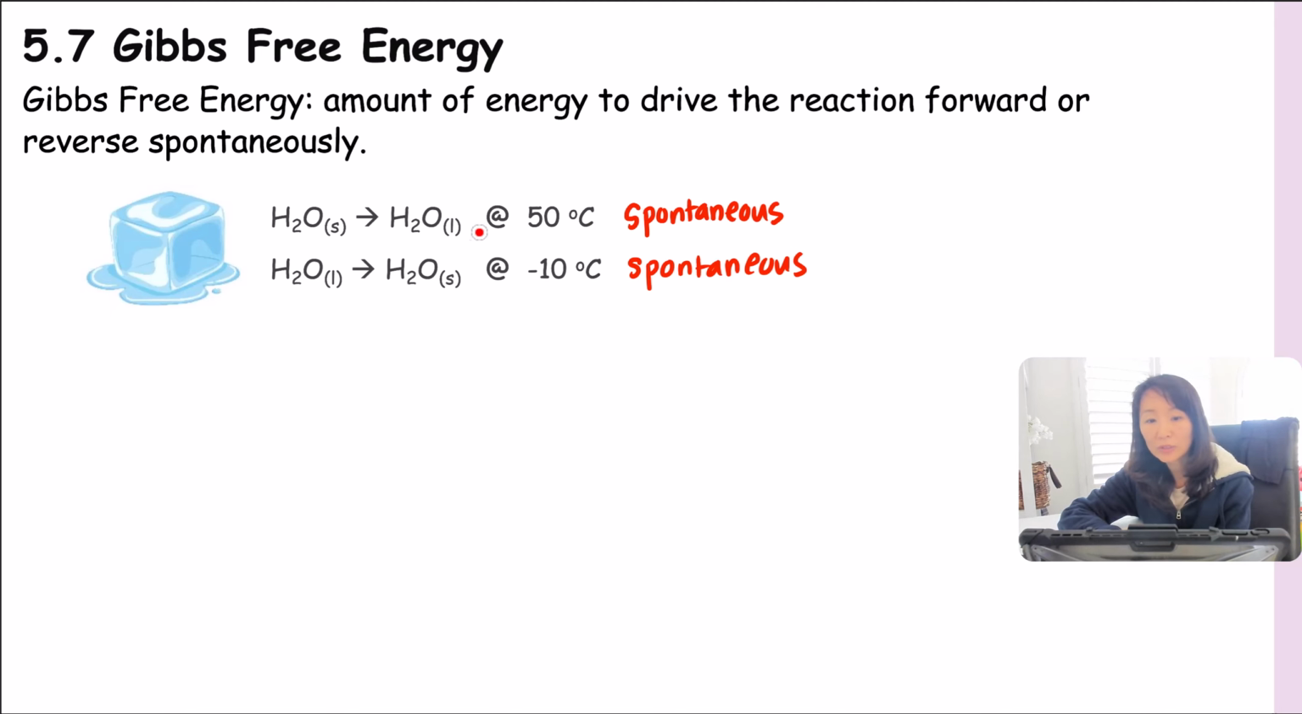Now, if we were to go the other way around, in a reverse scenario where liquid goes back to solid at 50 degrees Celsius, that would be considered non-spontaneous because that wouldn't happen just naturally. It does require some work. And the same goes for a solid going back to a liquid at negative 10 degrees Celsius, that would be non-spontaneous.